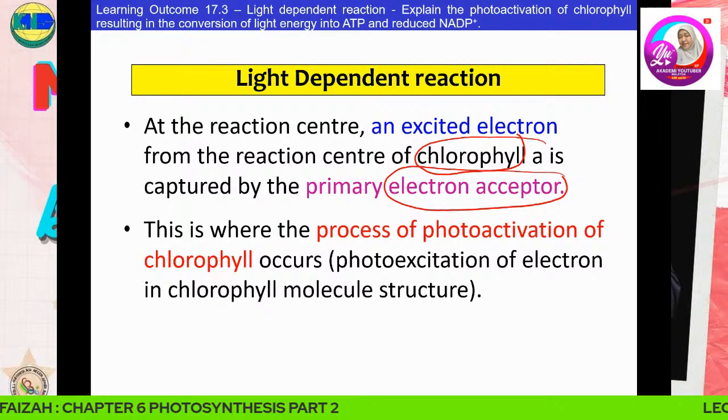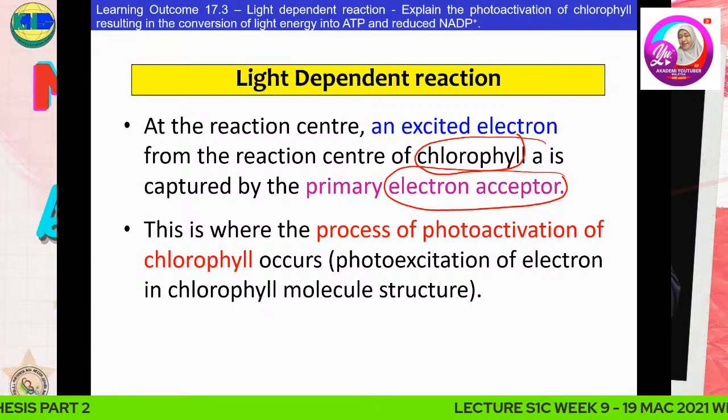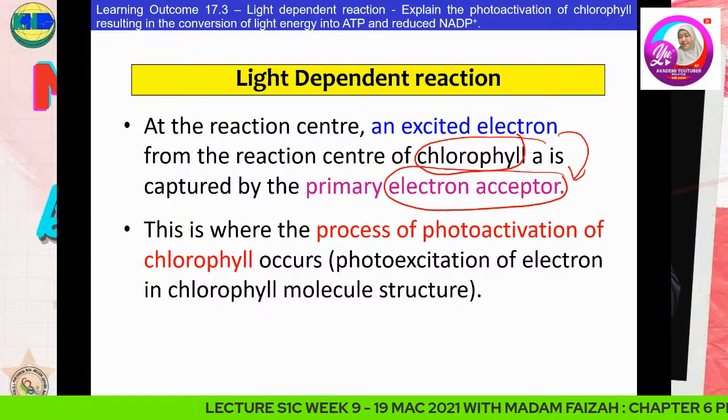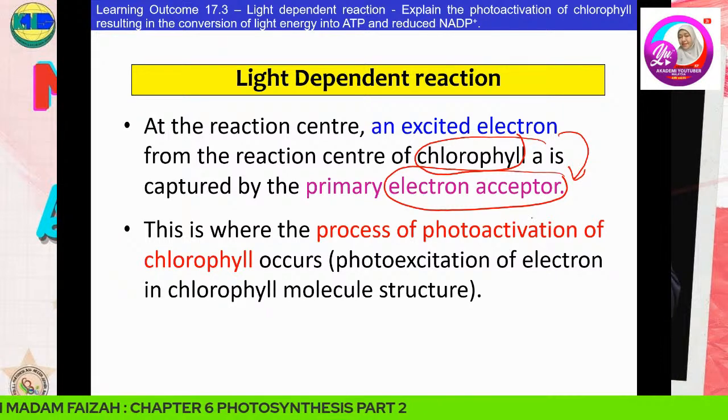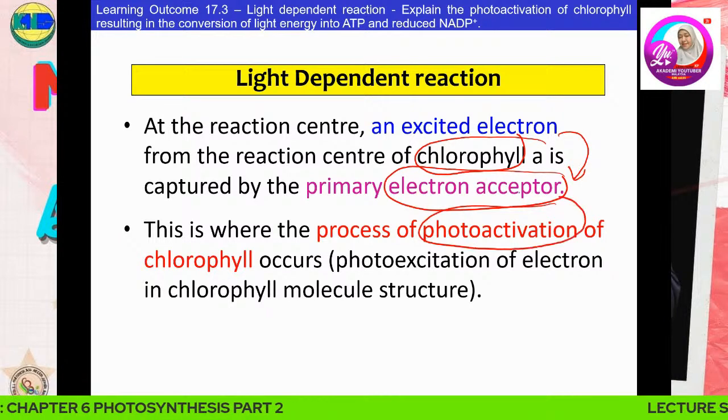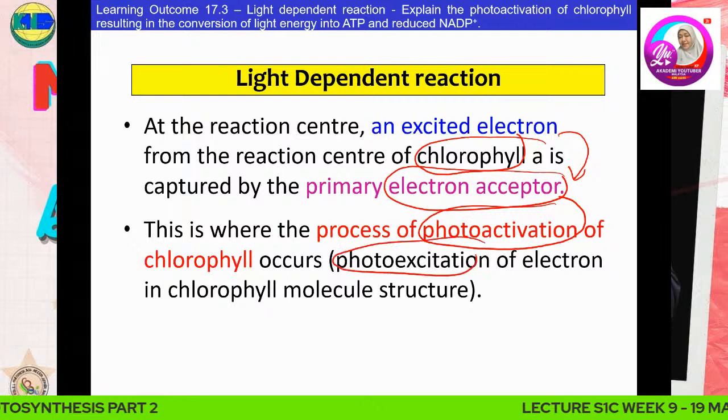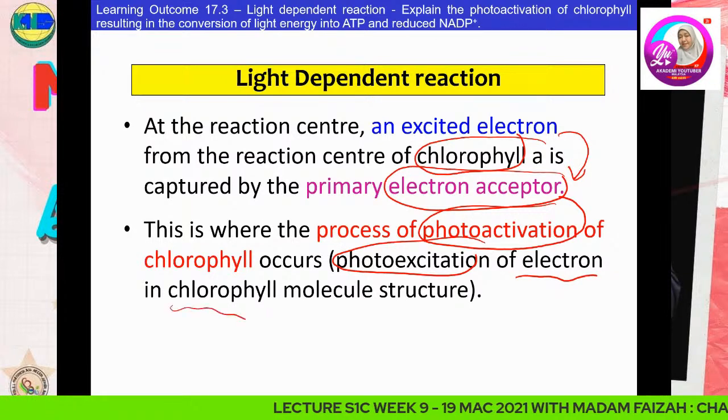So the excitation energy from the reaction center chlorophyll A is captured, and then chlorophyll A will pass the electron to this primary electron acceptor. Okay, memorize that. So that is where the process of photoactivation of chlorophyll occurs. Photoactivation, also called photoexcitation of electron, is the same. Okay, chlorophyll has its own electron.